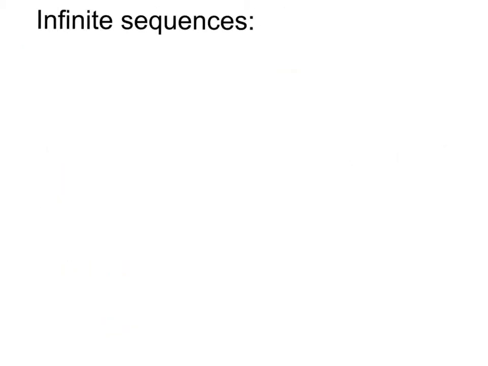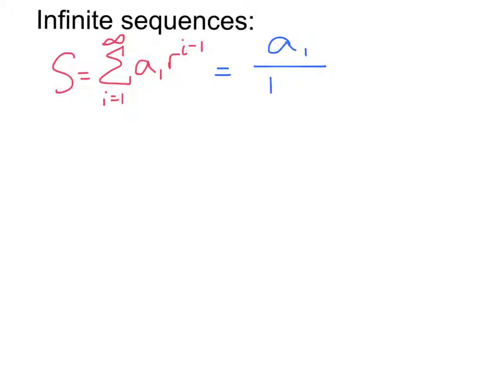Alright, now to infinite sequences. To find the sum of an infinite sequence, in summation notation, it would be from I equals 1 to infinity of a sub 1 times r to the I minus 1 is equal to a sub 1 over 1 minus r.